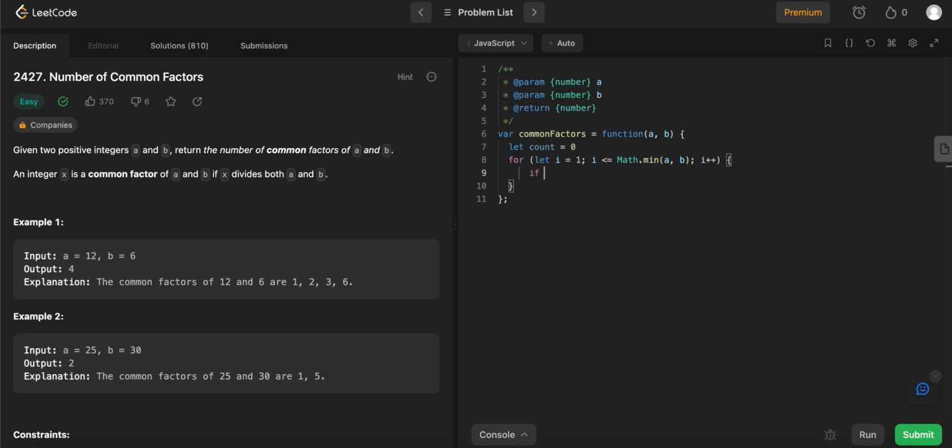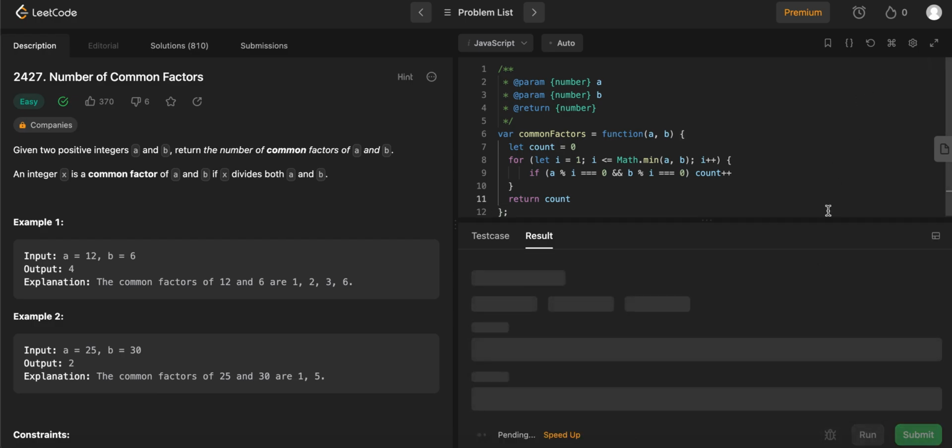In here what we want to do is check if a mod i is equal to 0 and b mod i is equal to 0. If that's the case, then we found a common factor, and all we need to do is increment our count variable, and at the end we should be able to return our count.